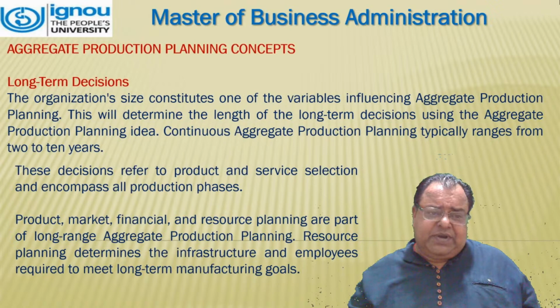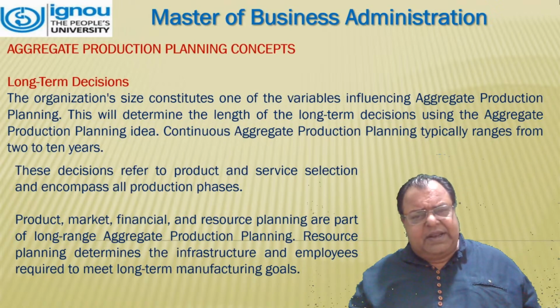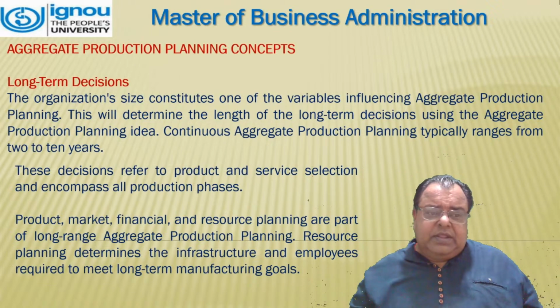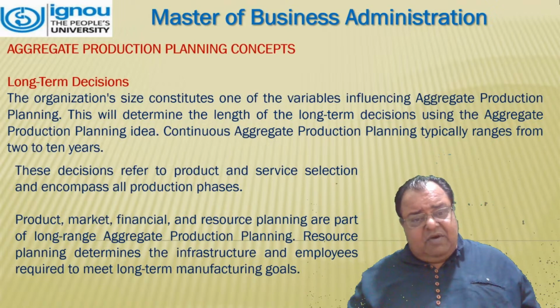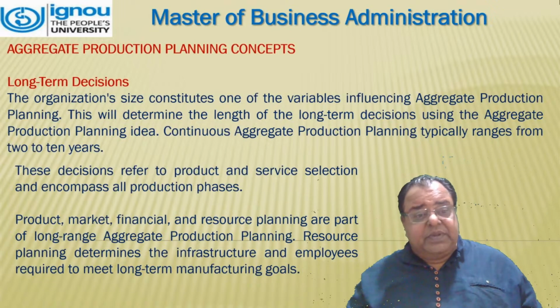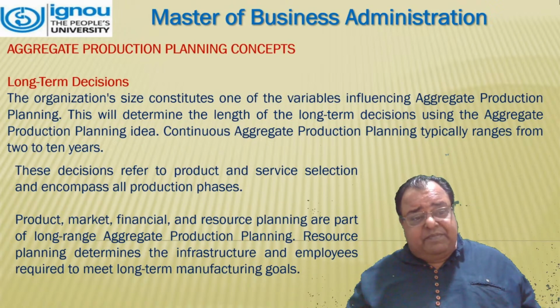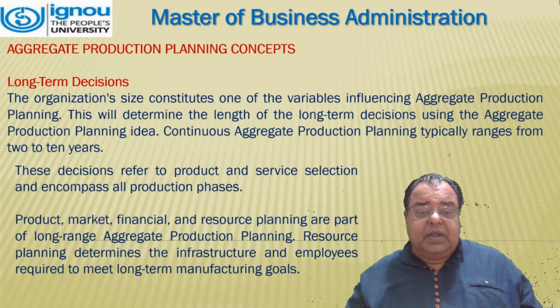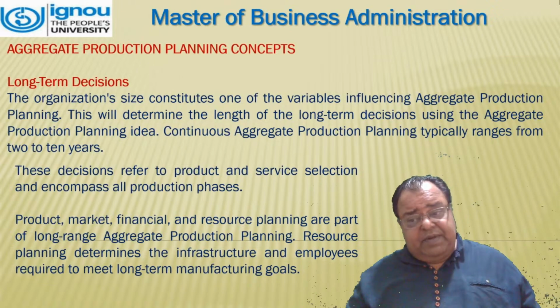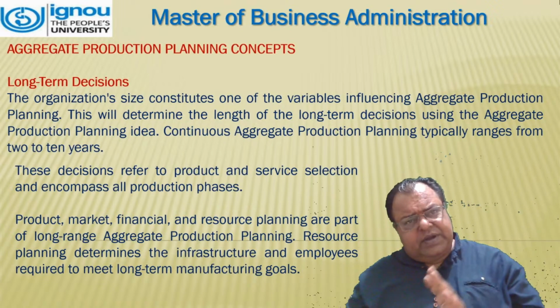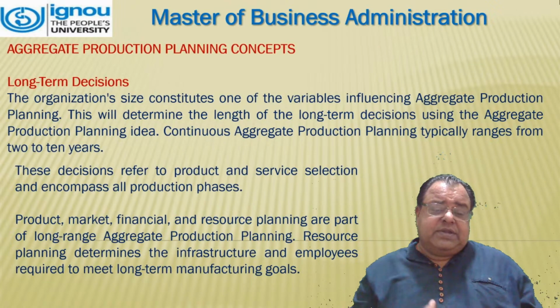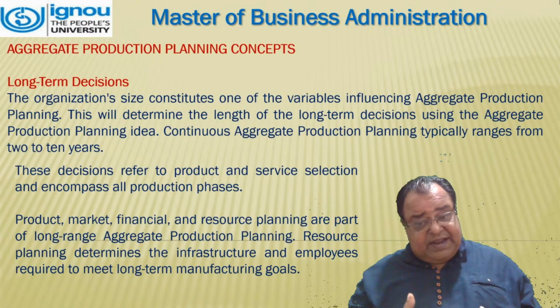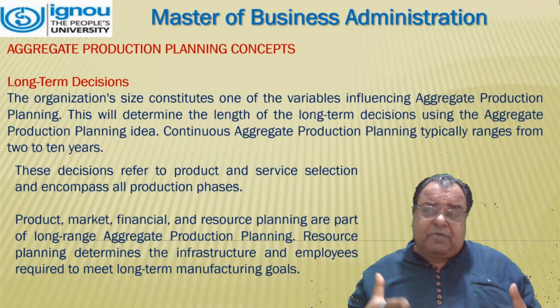As this is related to decisions, there are basically three types of decisions. So we will start with long-term decisions. The organization's size constitutes one of the variables influencing aggregate production planning. This will determine the length of the long-term decision using the aggregate production planning idea. Continuous aggregate production planning typically ranges from 2 to 10 years. These decisions refer to product and service selection and encompass all production phases.